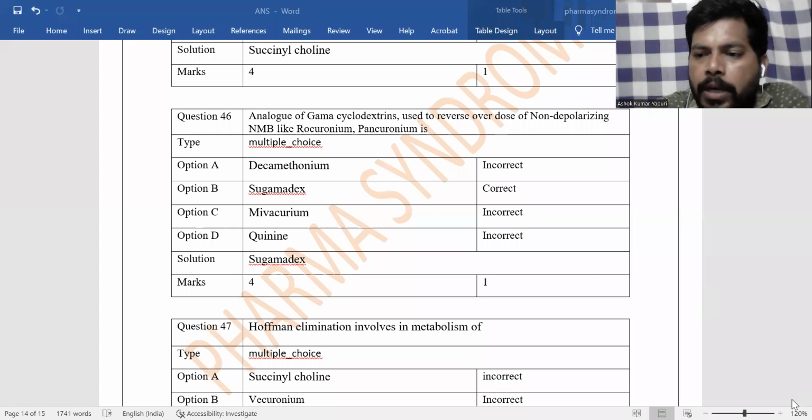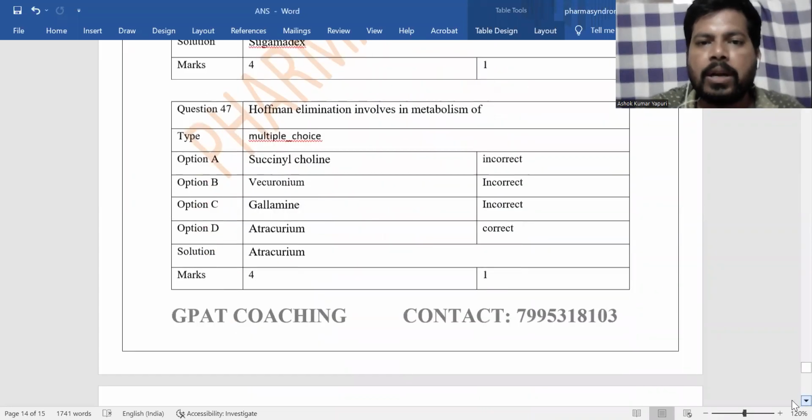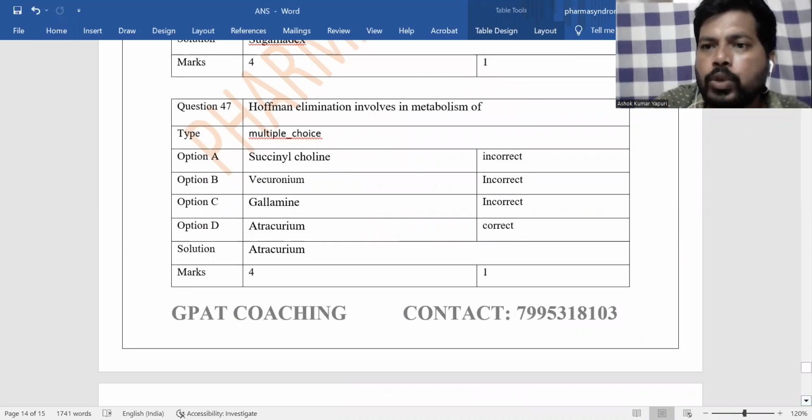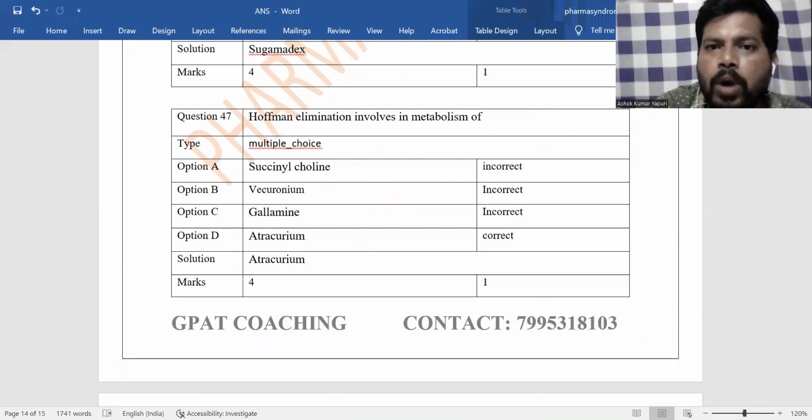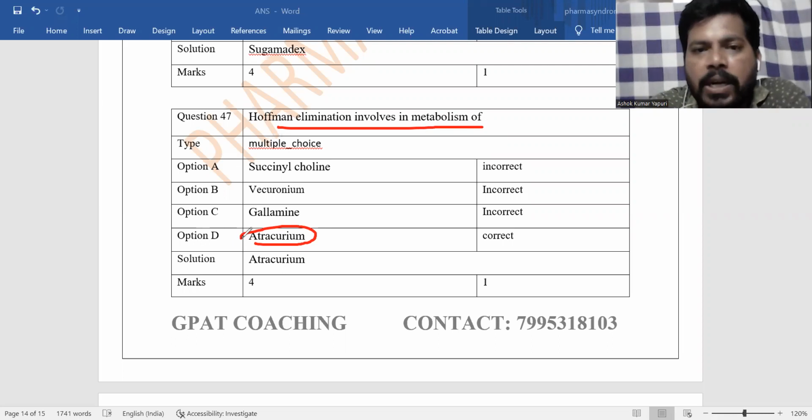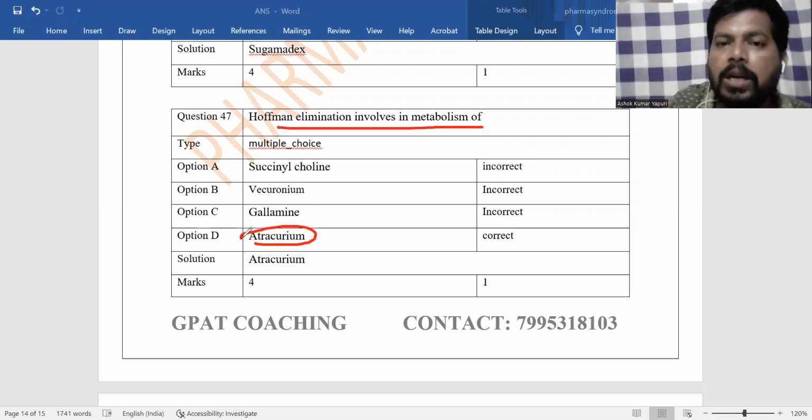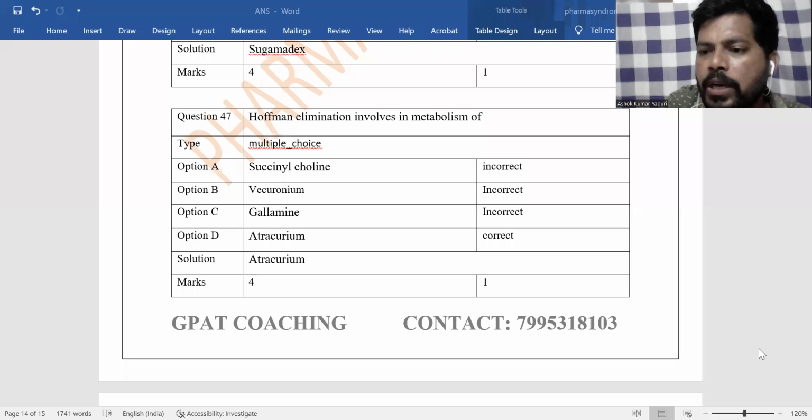And continuing, next question, Hofmann elimination. This question appeared in the 2012 GPAT. So Hofmann elimination is involved in the metabolism of atracurium. Atracurium is metabolized by the process of Hofmann elimination and gives the metabolite laudanosine. Laudanosine is a metabolite of atracurium and causes convulsions.